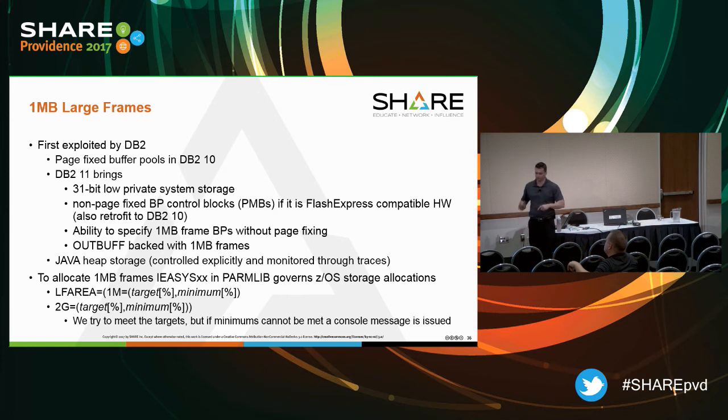The other thing we do is in version 11, the 31-bit storage that we use below the bar is backed by 1 meg frames, and also OUTBUFF, the output buffer for your log records. To allocate it, I said it's in the PARMLIB member, LFAREA, 2 gig. It's either a percentage or a specific number. Be careful with the percentages, because you set a percentage, you upgrade the box or you add storage, and suddenly that is already contributed or volunteered to it without your knowing.